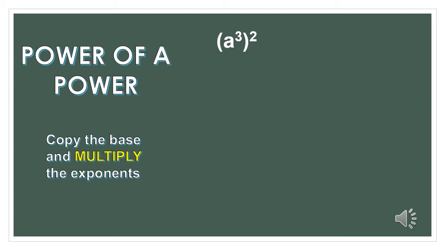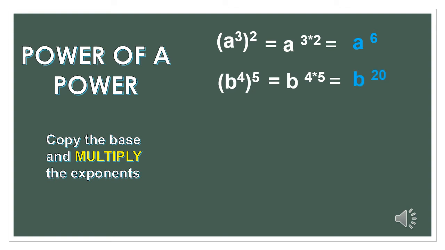Okay, so ngayon, pag ganyan ang ating given, all we have to do is copy the base and multiply the exponents. So, we have a raised to 3 times 2, that is equal to a to the 6th power. Another one, we have the quantity b to the 4th power raised to the 5th power. So we're going to copy the base and multiply the exponents. So b raised to the 4th times 5, that is equivalent to b raised to the 20th power.